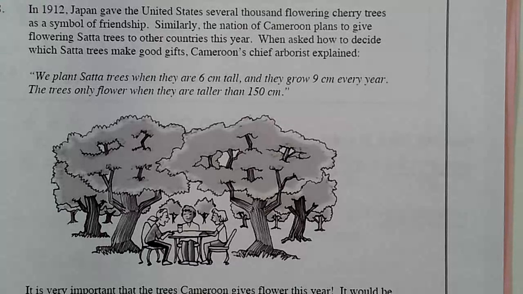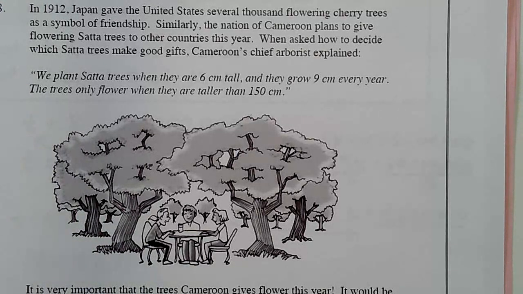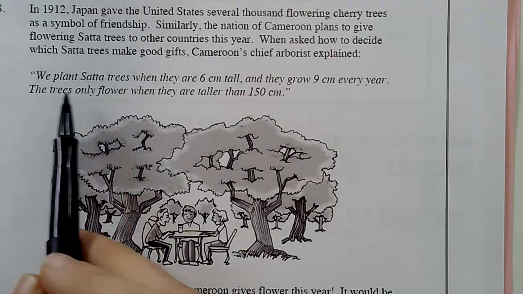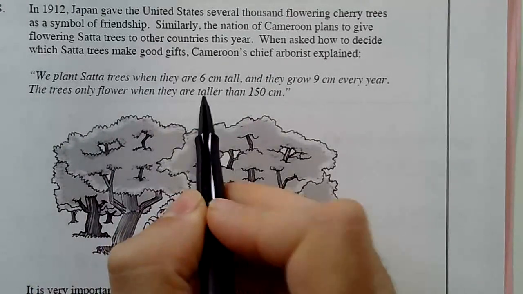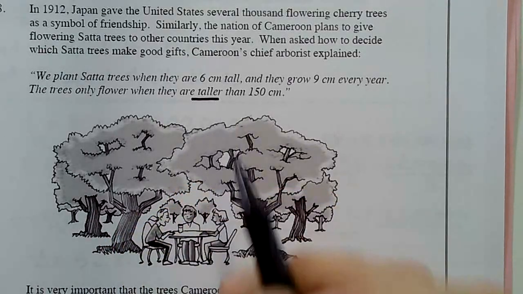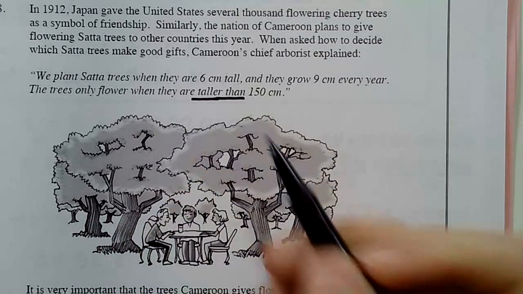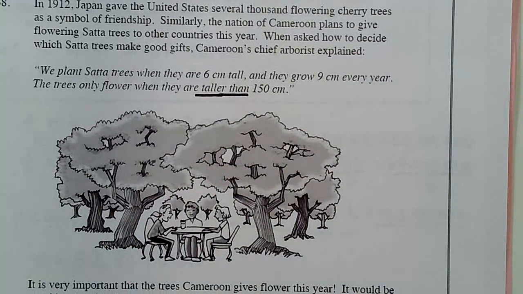So if we go back to our problem, we plant sada trees when they're 6 centimeters tall and they grow 9 centimeters per year. We have constant growth here, so we're dealing with a linear model. Now, the last part says the trees only flower when they are taller than 150. So now we know it's an inequality versus an equation.